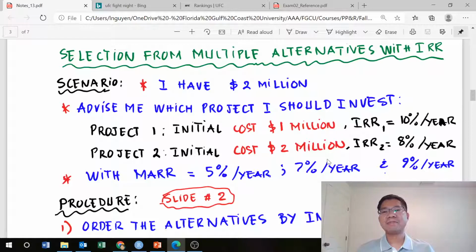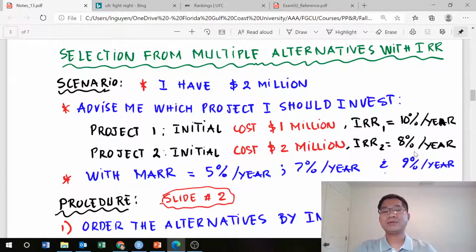So 8%, 10%. Project 1, 10%. Project 2, 8%. Some of you may just say, why not go with the higher return, 10% per year, right? But it's not always the case. Not always the case. And now I'm going to show you when we go with project 1, and when we go with project 2. Let's see backward.